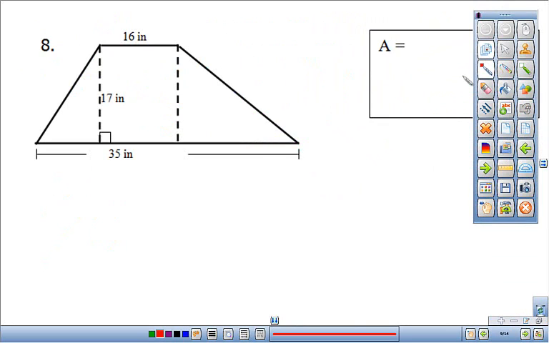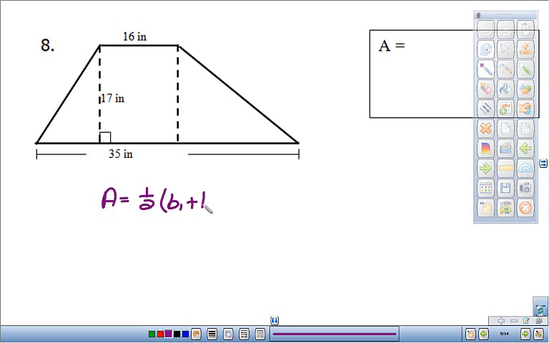Alright, now we're to a trapezoid. The formula for area of your trapezoid is 1/2 base 1 plus base 2 times the height. Remember the bases are the two parallel sides, in this case the 16 and the 35. Don't forget to put them in parentheses.